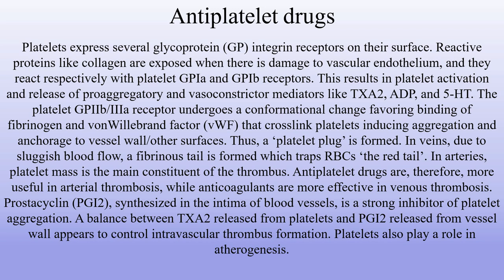In veins, due to sluggish blood flow, a fibrinous tail is formed which traps red blood cells, the red tail. In arteries, platelet mass is the main constituent of the thrombus. Antiplatelet drugs are therefore more useful in arterial thrombosis, while anticoagulants are more effective in venous thrombosis. Prostacyclin, PGI2, synthesized in the intima of blood vessels, is a strong inhibitor of platelet aggregation. A balance between thromboxane A2 released from platelets and PGI2 released from vessel wall appears to control intravascular thrombus formation. Platelets also play a role in atherogenesis.